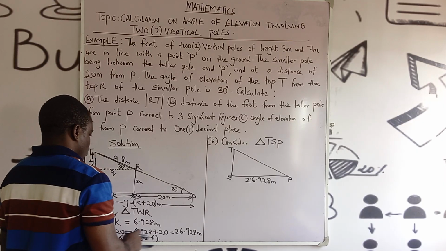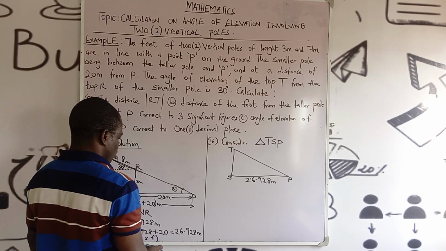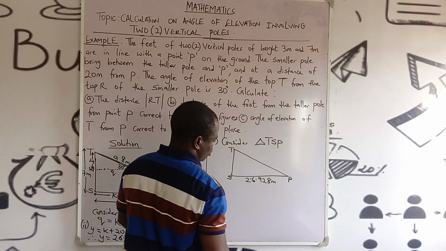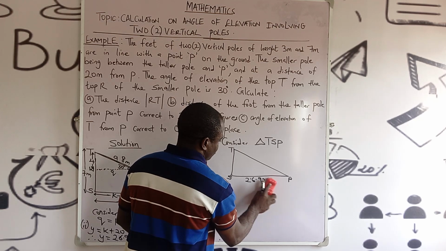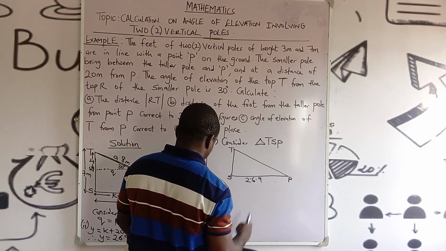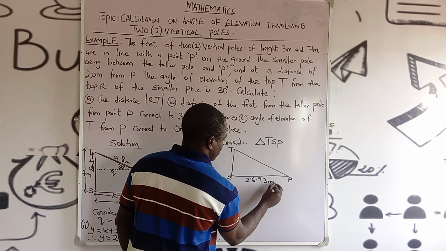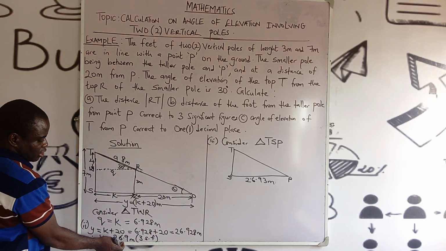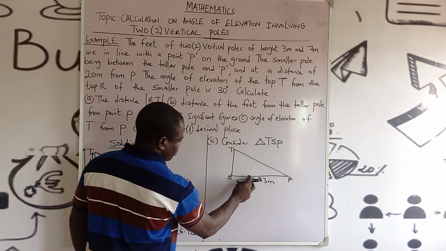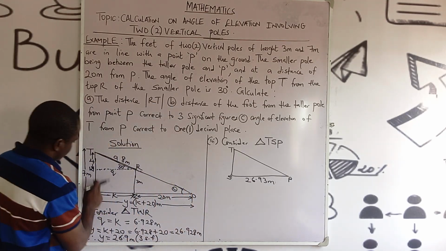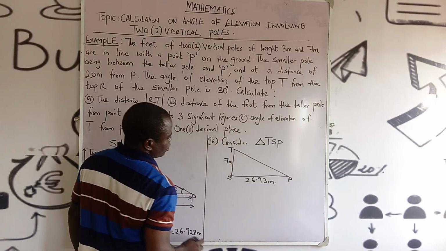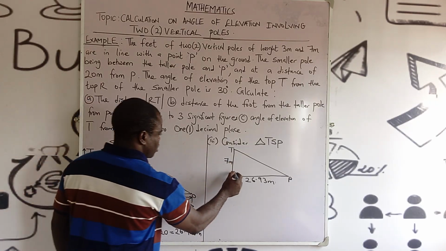Now, from here you can even approximate it to 26.93. I use 26.93 meters, but don't use the one you approximated to 26.9. Okay. Now, TS, that's 7 meters, and it's a right angle triangle.